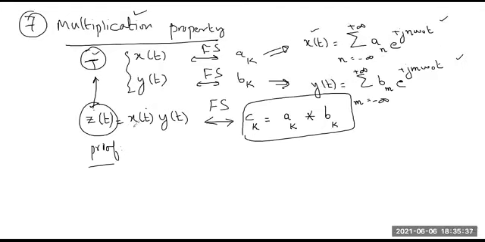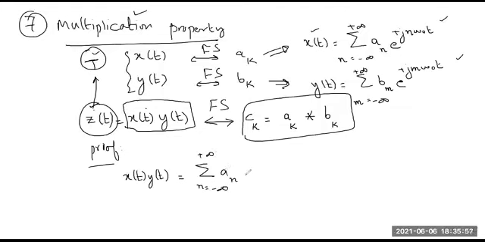So what we are looking at, we are going to multiply these two signals together. It means x of t times y of t. When you multiply them together, on the right-hand side we are going to multiply their Fourier series representations. So we have this thing, and we have bm.